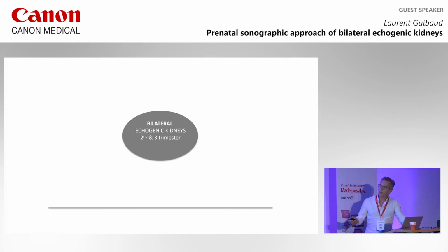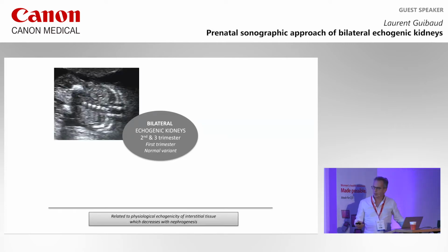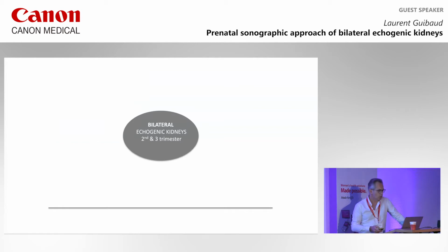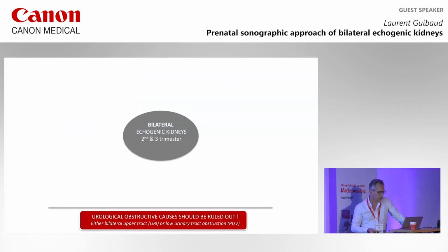So first of all, when we are dealing with bilateral echogenic kidneys, we will focus on second and third trimester, because in the first trimester, as you know, it's a normal variant because it's related to physiological echogenicity of the interstitial tissue, which decreases with nephrogenesis. So we are dealing with this kind of echogenic kidneys, and we will speak about nephrologic disease. So urologic obstruction causes should be ruled out, either bilateral upper tract or lower urinary tract obstruction.